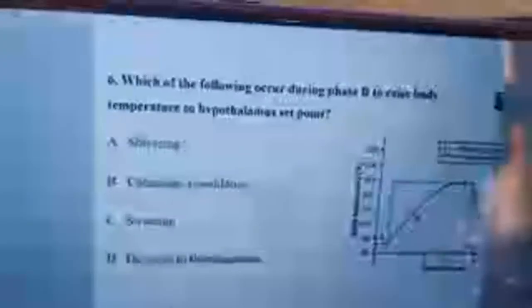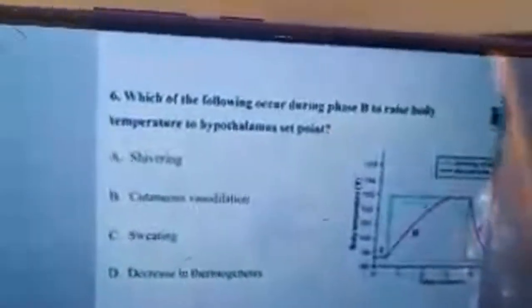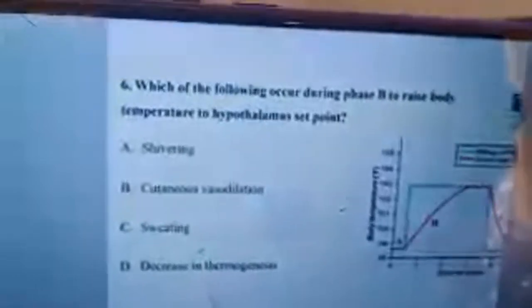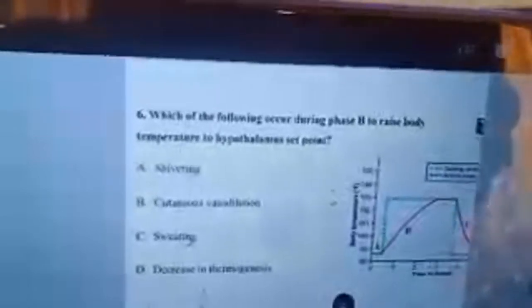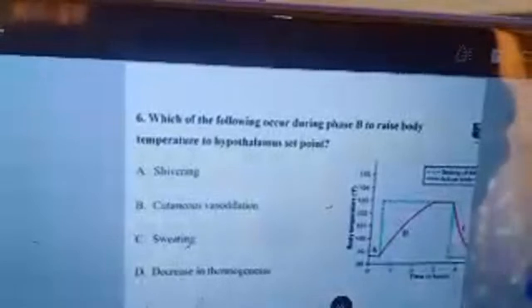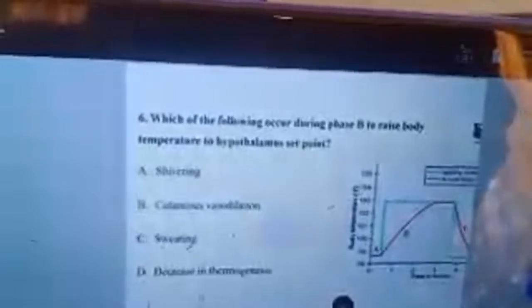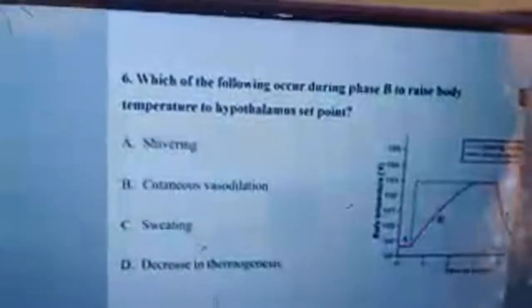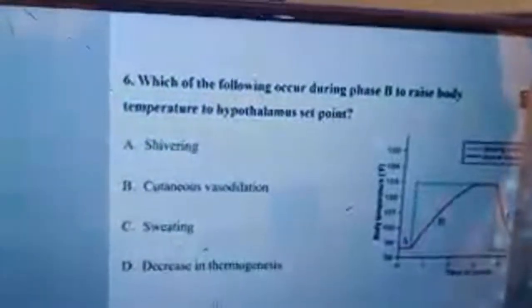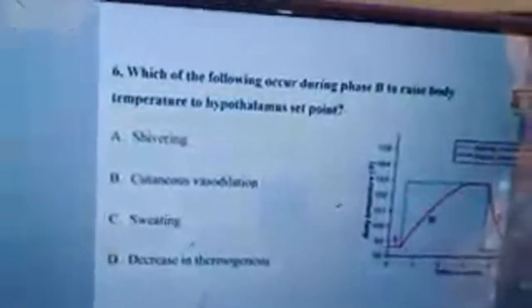Which of the following occurs during phase B to raise body temperature to the hypothalamic set point? In the diagram you can see the body temperature and the time, with points A, B and C. At point A there is constant body temperature while time is going, while at point B you can see the temperature increases as time goes, and at point C you can see the temperature goes down.